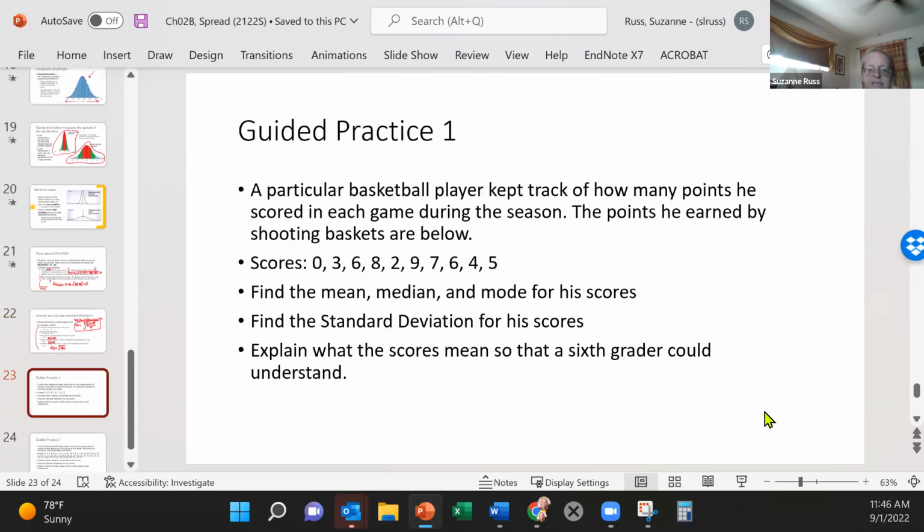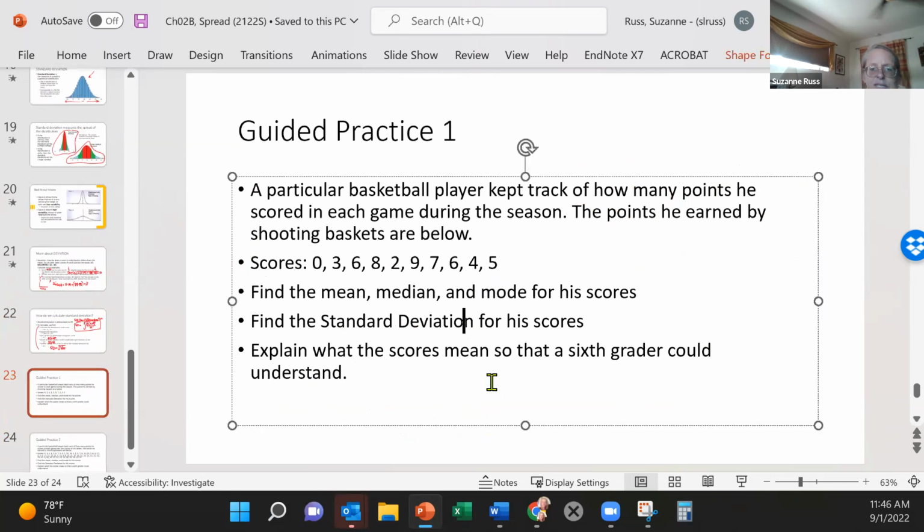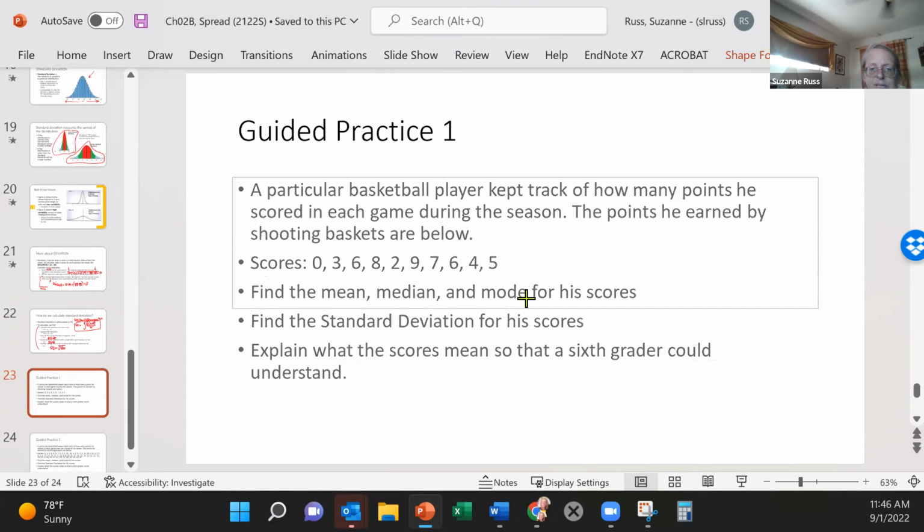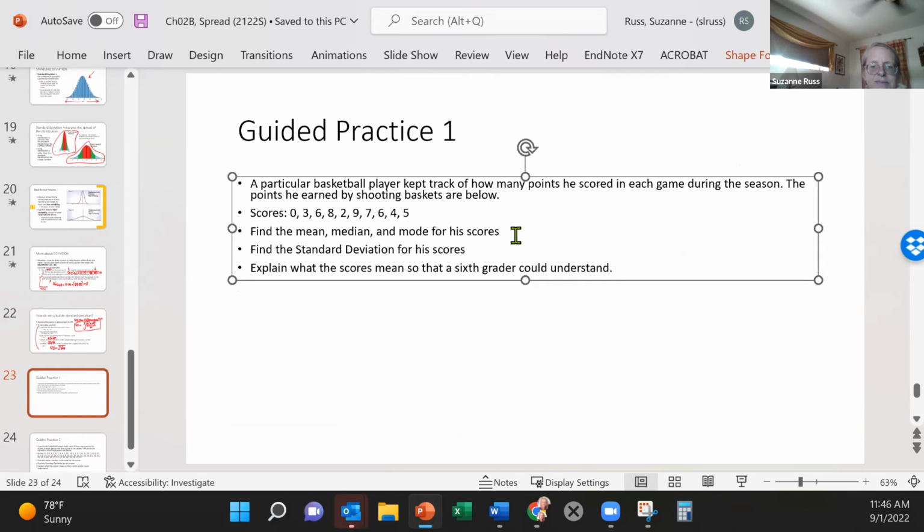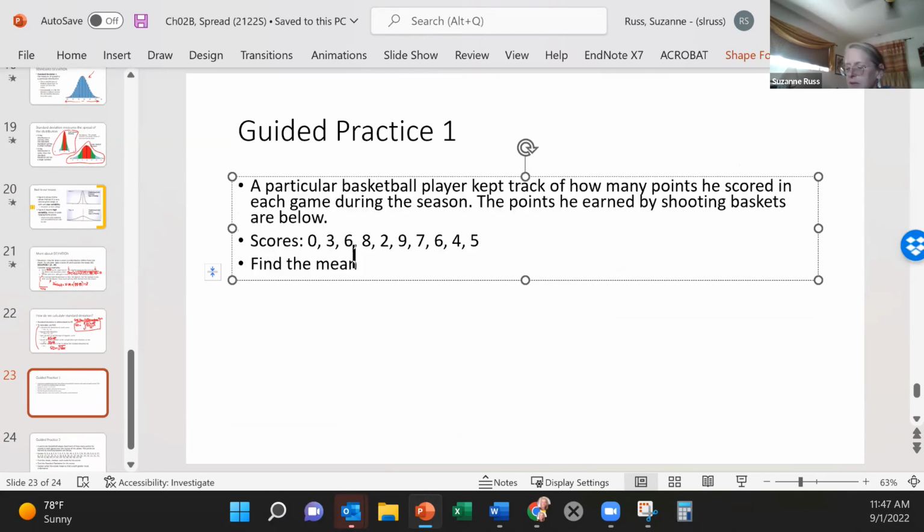So, guided practice, this is just what we're going to do in class here. So we can see our scores, and I'm going to make this really small. This is an example of what a problem might be. We're actually going to skip a little piece of this here. All we're going to do is find the mean and standard deviation, and then we're going to explain it. We're going to find the mean and standard deviation.